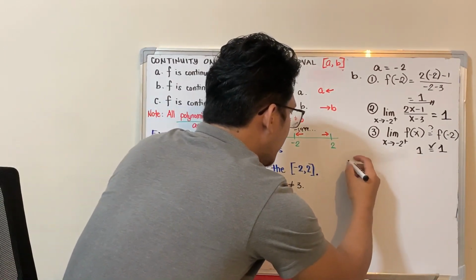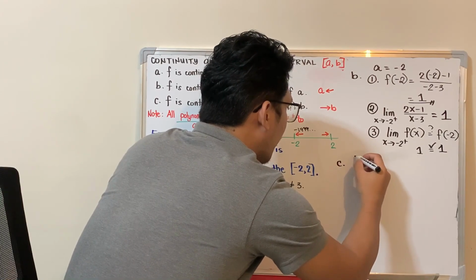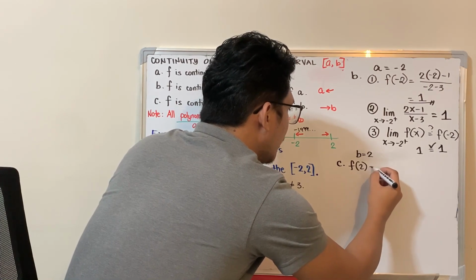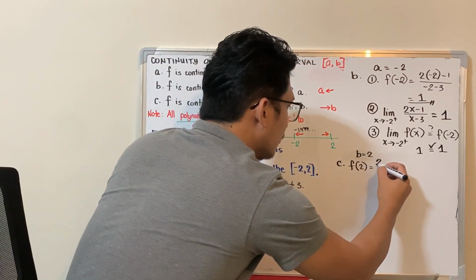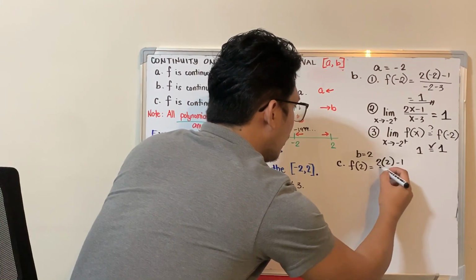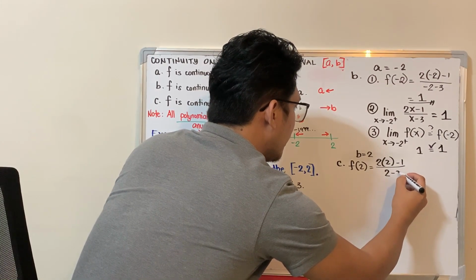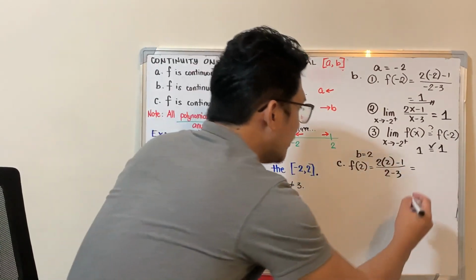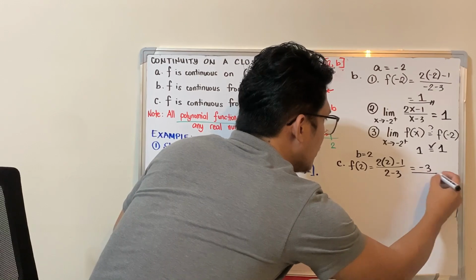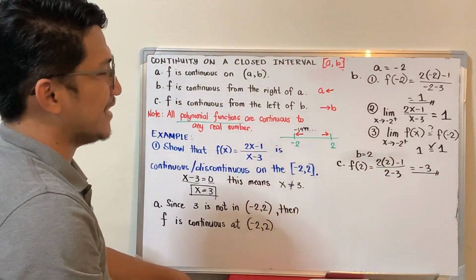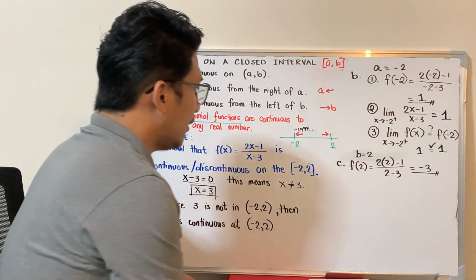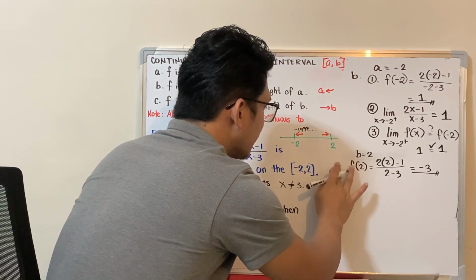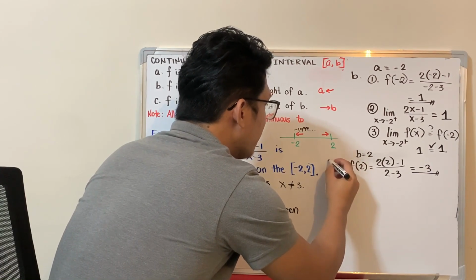So sa letter C, dito na natin ibutang. Again, B is equal to 2 this time. So f of positive 2 is equal to 2 times 2 minus 1 all over 2 minus 3. So this is equal to what? This 4 minus 1 is 3 over negative 1, that's negative 3. Okay? So syempre, that's a real number. In other words, it exists. Okay? Then, next to that is we have to show the limit. So this is the first condition anyway.